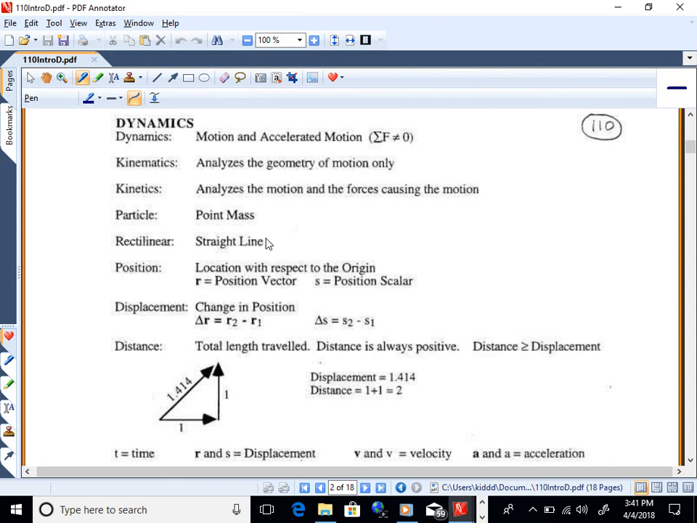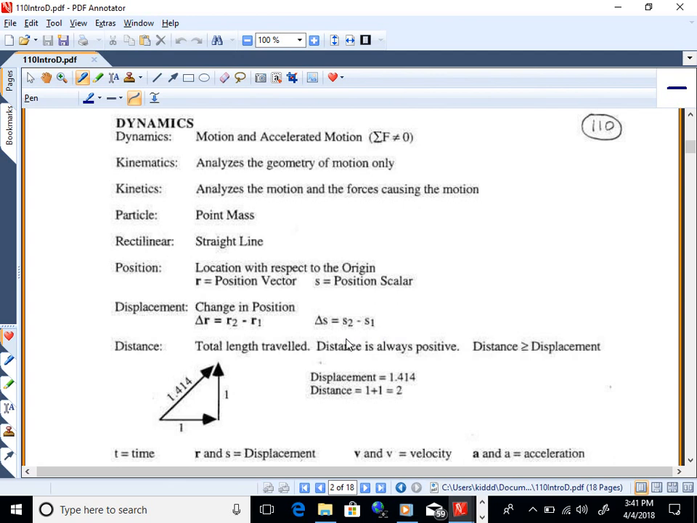Okay, rectilinear generally means a straight line. It might mean a parabolic sort of motion like you get with a trajectory too. Okay, displacement is a change in position, which is the final position vector minus the initial position vector. Those are designated by R. If you're talking about scalars, you use S.